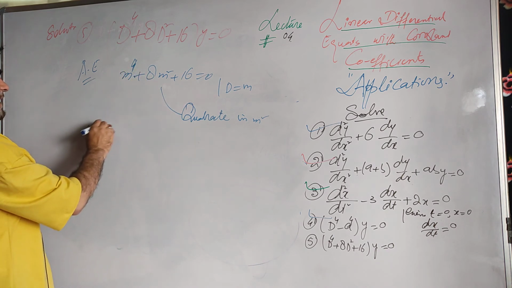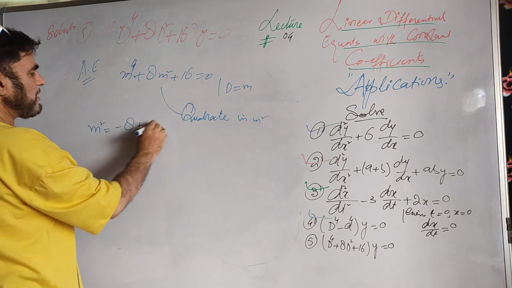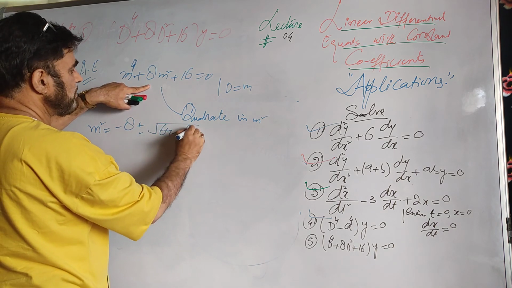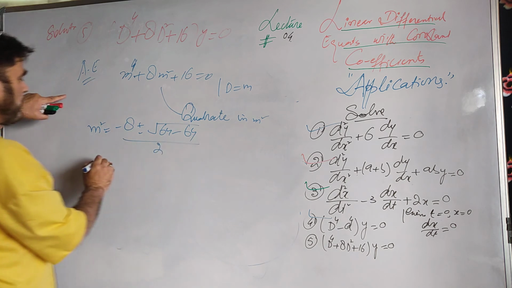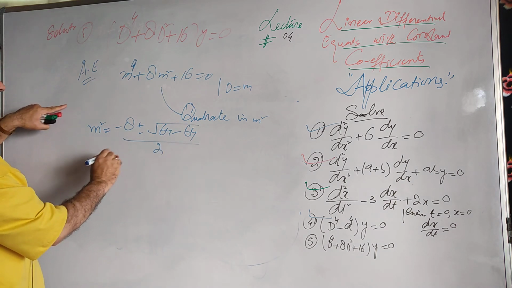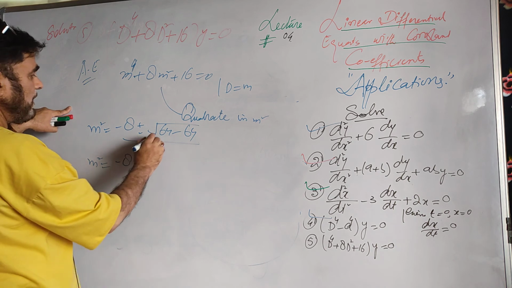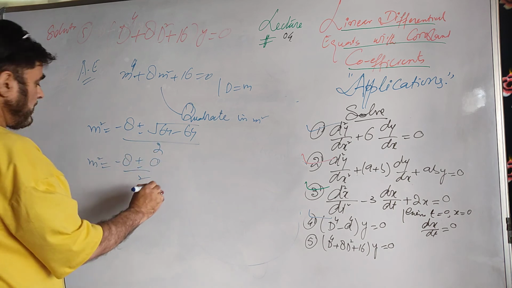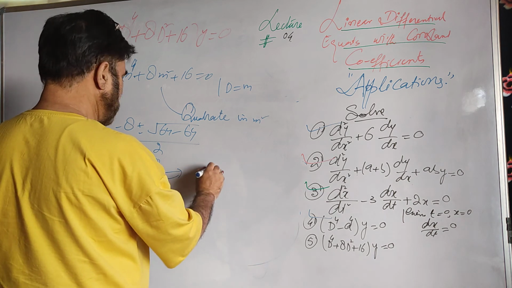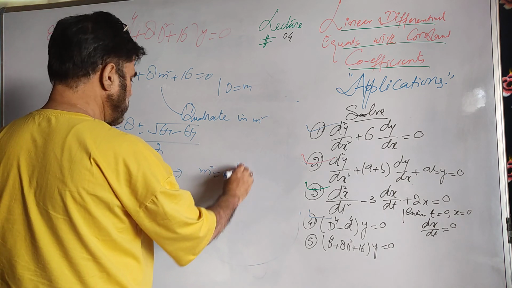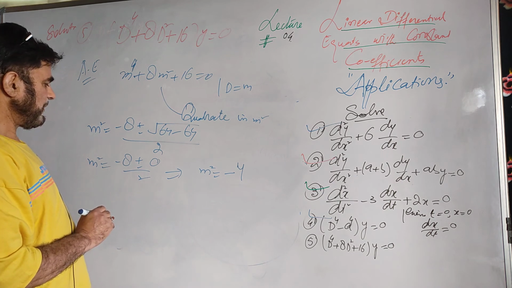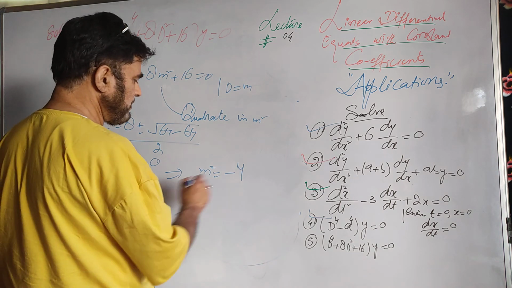So you can write m^2 = (-8 ± √(64 - 64))/2. You can write m^2 = (-8 ± 0)/2. This gives you m^2 = -4, and it is repeated, -4.